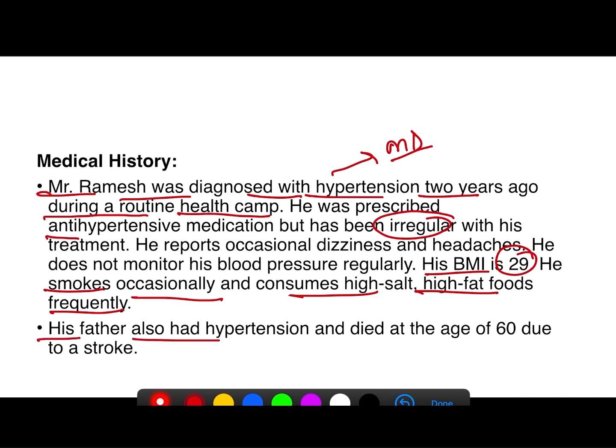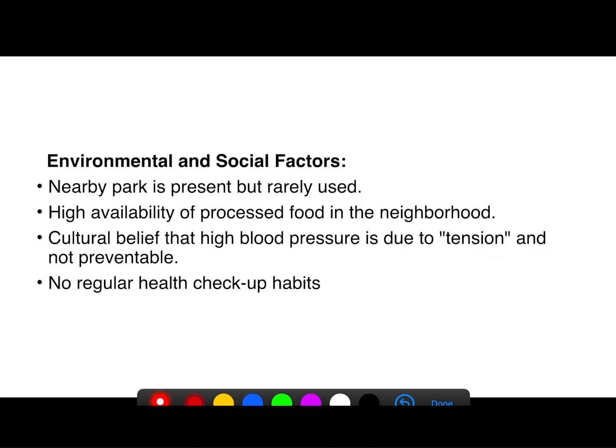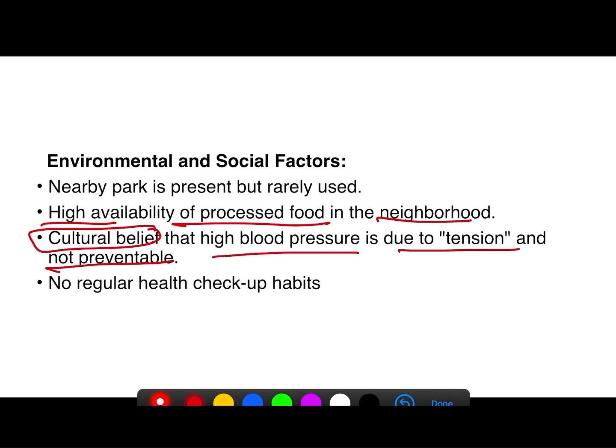His father also had hypertension. So, this is the family history, who died at the age of 60 due to a stroke. And the environmental and social factors of this case are that there is a high availability of processed food in the neighborhood, and a cultural belief that high blood pressure is due to tension and not prevention.